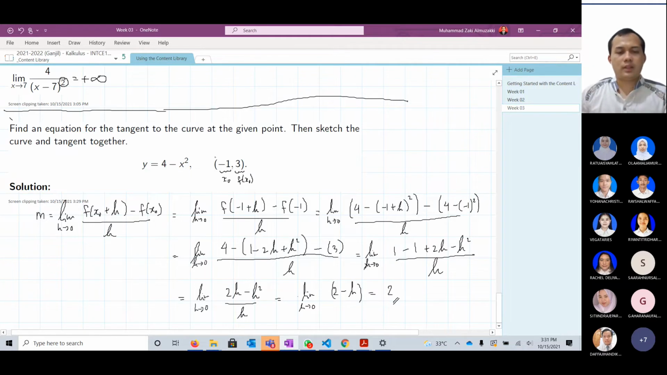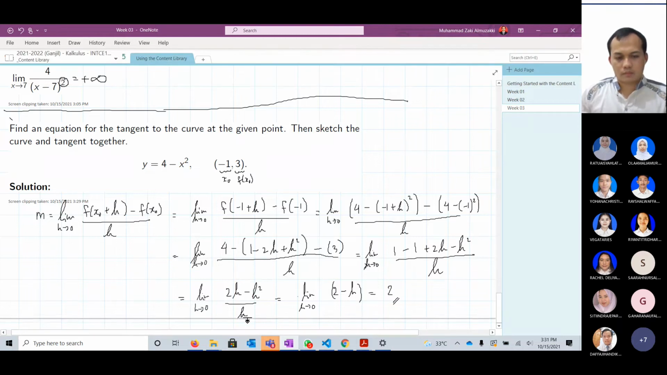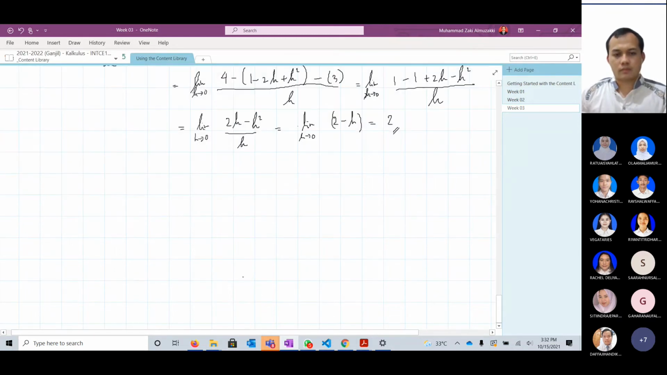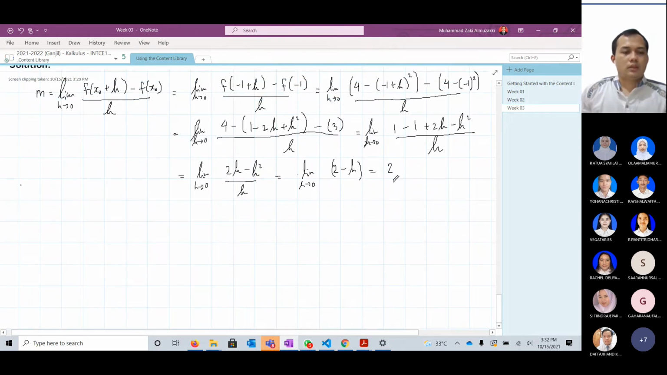Okay, for this limit, is it clear? Yes, sir. It's clear for me. Now we have that the slope is equal to 2. And we have x0, y0 equals to -1, 3. Okay.